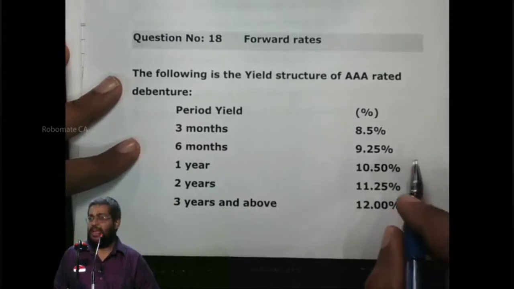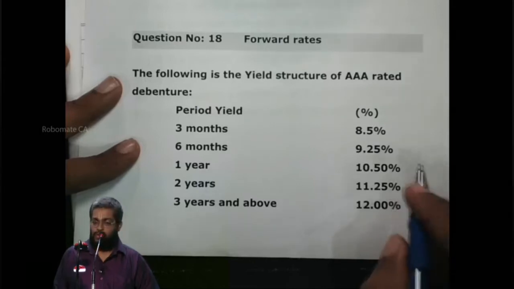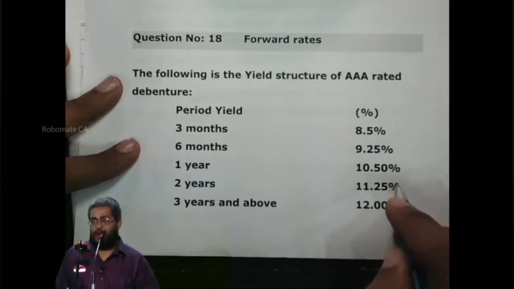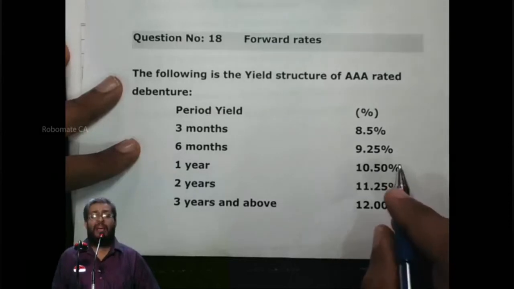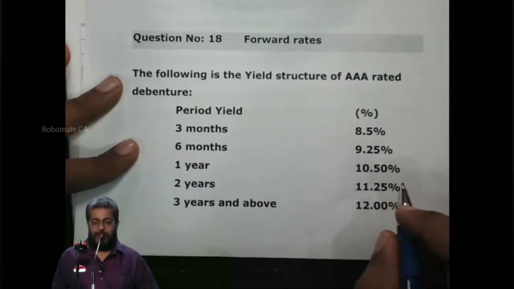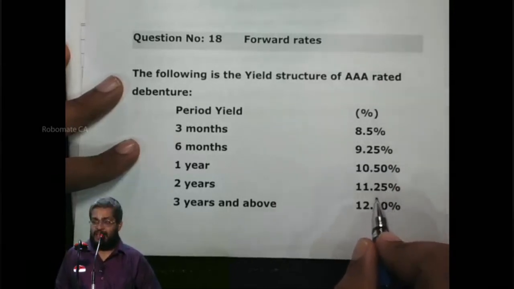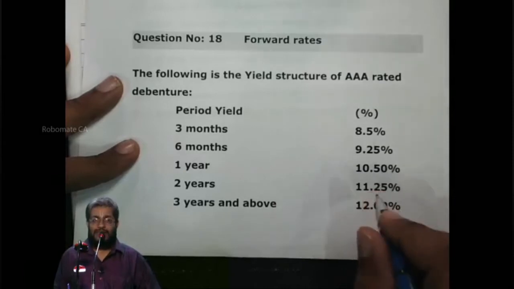11.25% per year. Okay. In that case, first year yield 11.25, second year yield 11.25, true or false? No. First year yield is what? 10.5. Second year yield is something higher. On an average, it becomes how much percent? 11.25. So we all know that 11.25 is not the second year yield. It is the 2 years yield per annum.